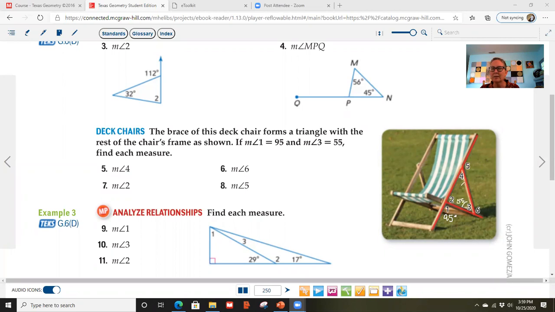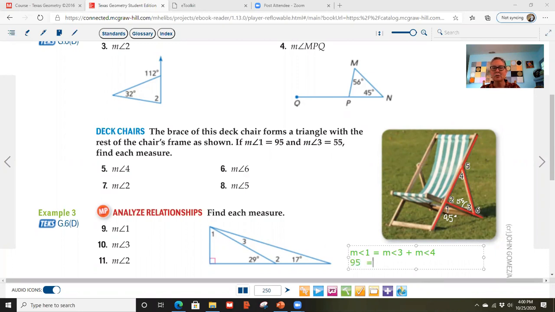So let me use the typing of letters tool so that you can maybe see what I'm writing while I'm writing it. What I will know is the measure of angle 1 is going to equal the measure of angle 3 plus the measure of angle 4. And the measure of angle 1 was given to me, it's 95 degrees.